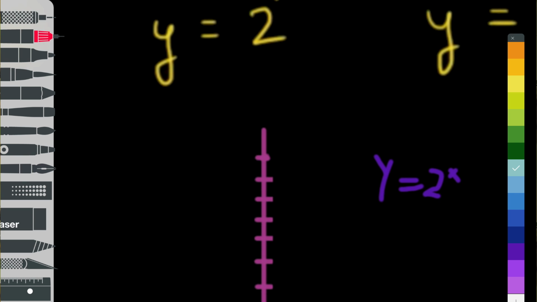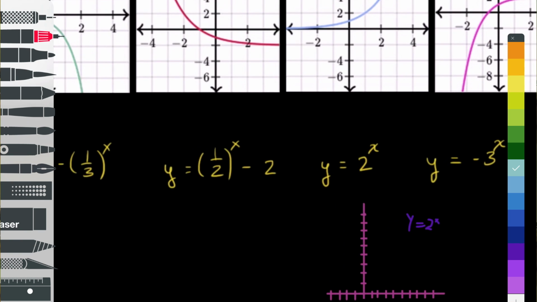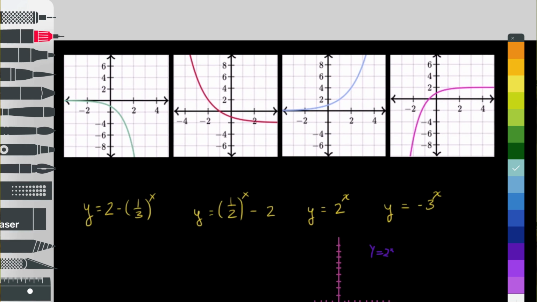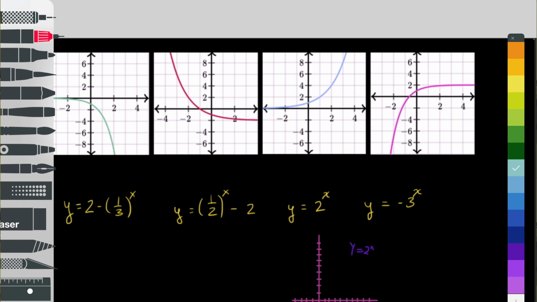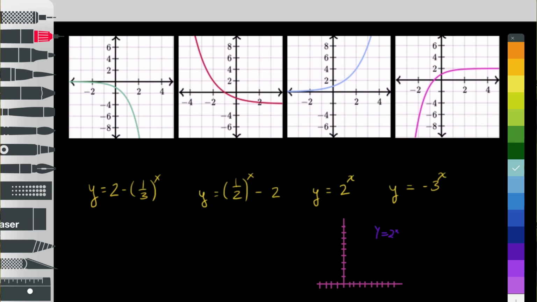So without further ado, let's solve these equations and match them to the graphs. So y equals 2 minus (1/3)^x. So let's try 0 out for x. Anything to the 0th power is 1. So this part is 1.